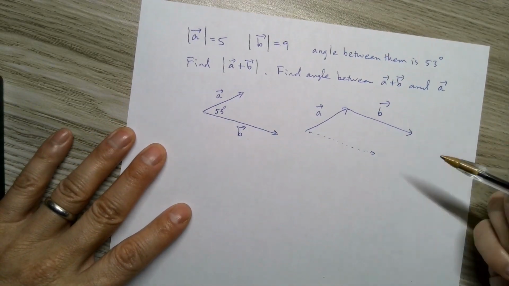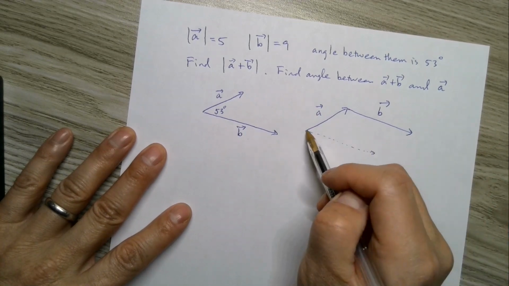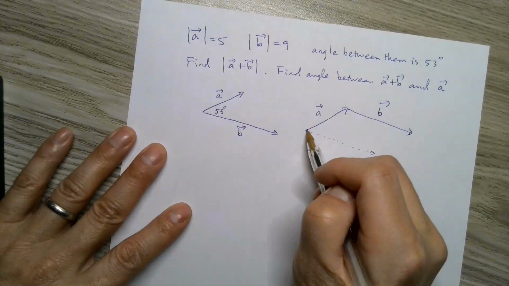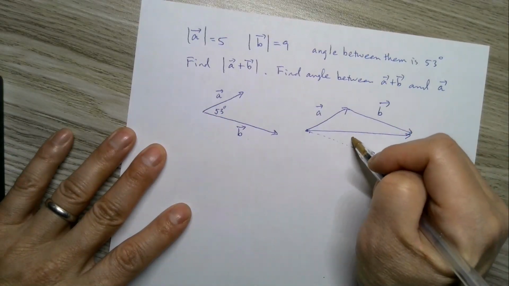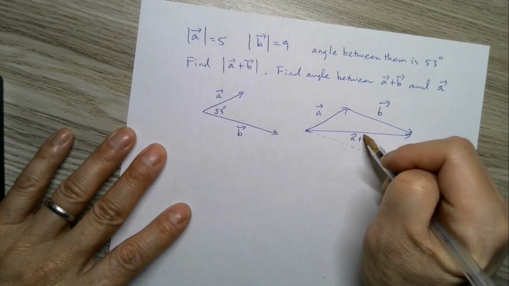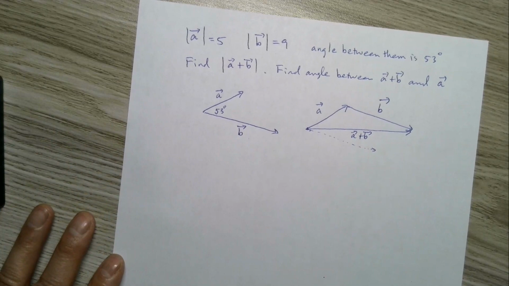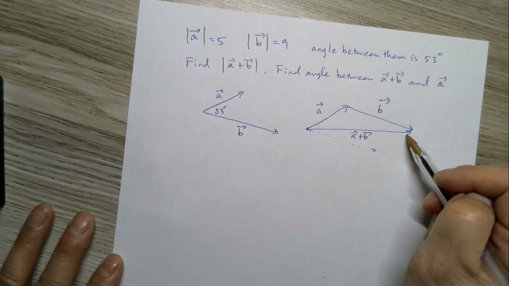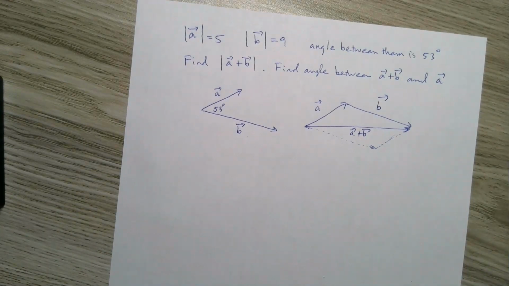Okay, now I'm going to draw the sum of A and B, which is going to be from the tail of A to the head of B. So this is the vector that is the actual sum of A and B. And I'm going to draw a dotted line here so that you can see that this kind of creates a parallelogram.